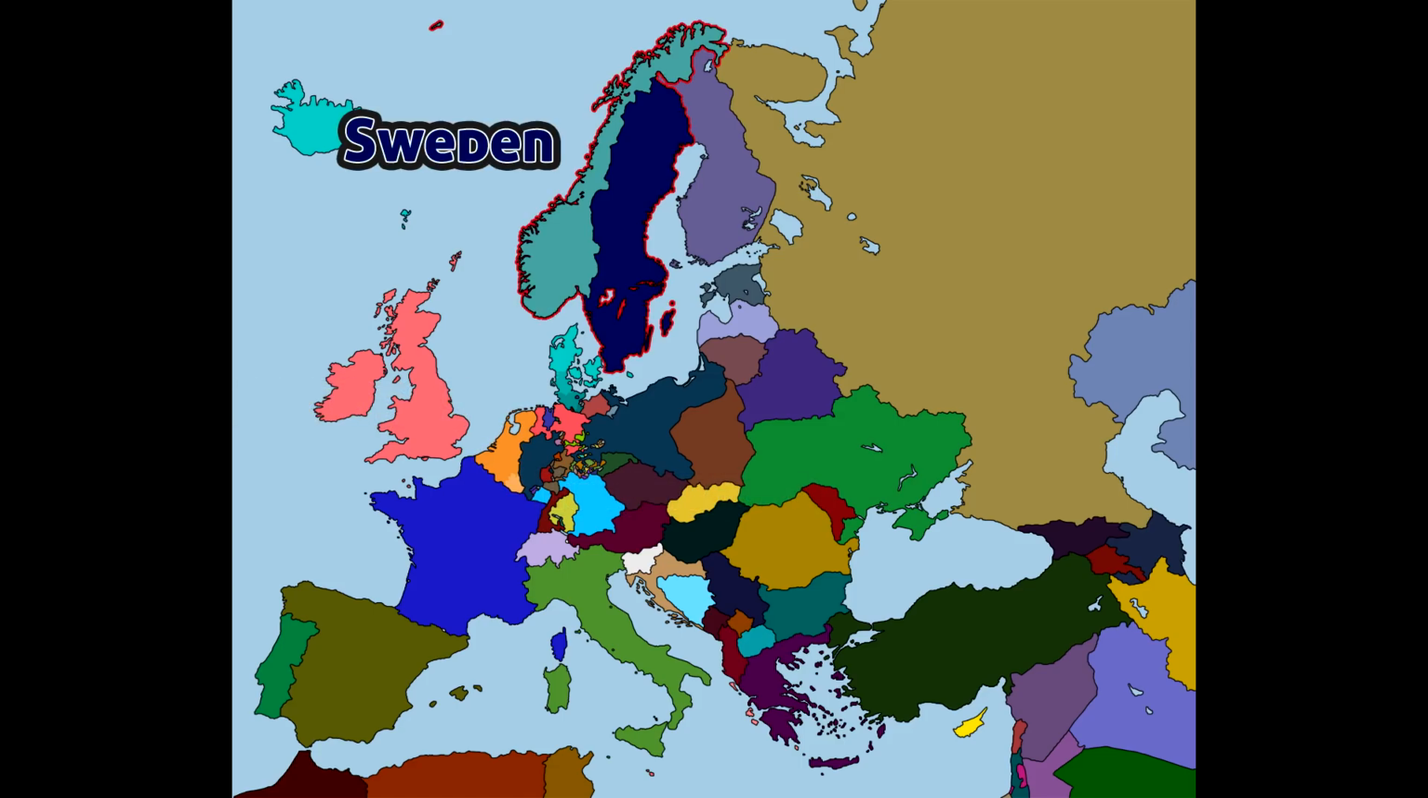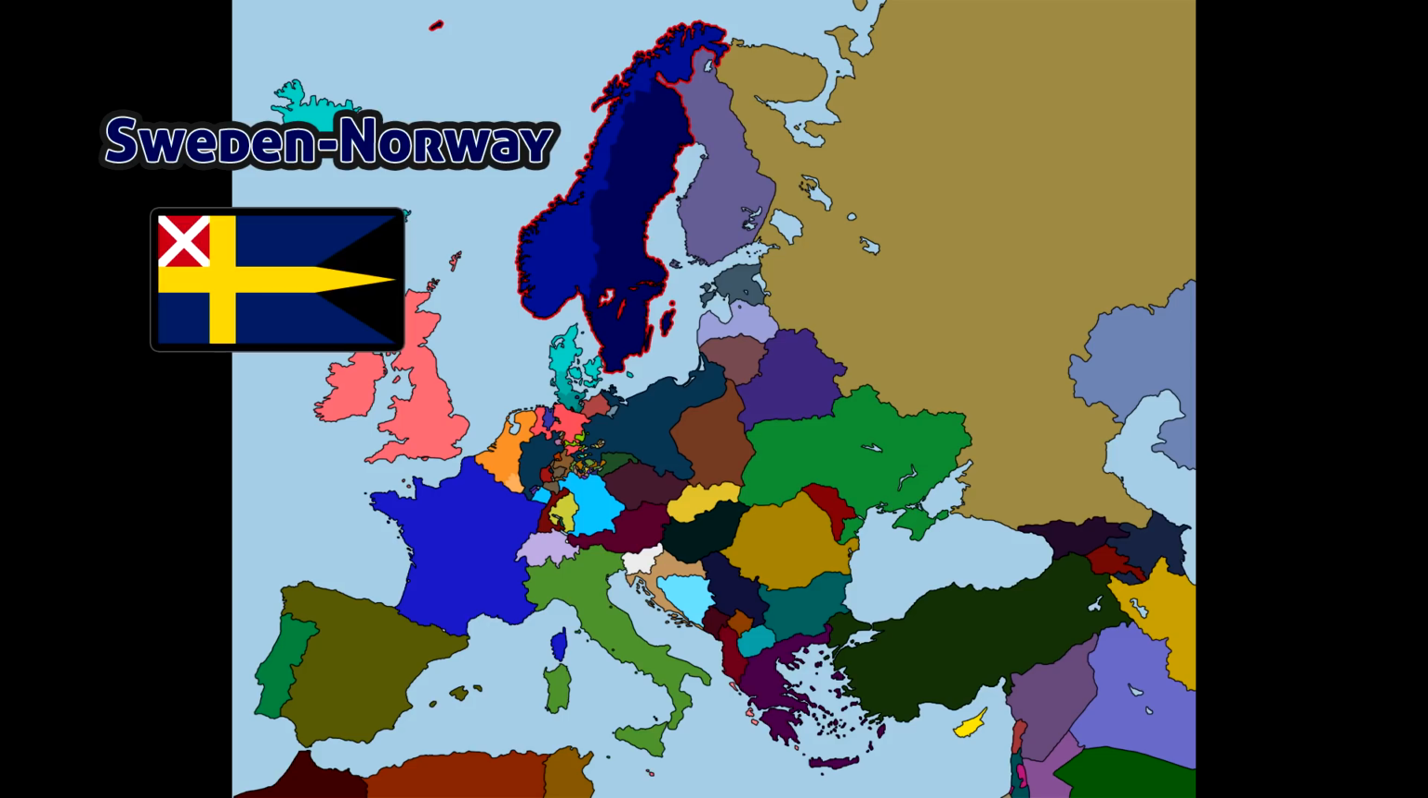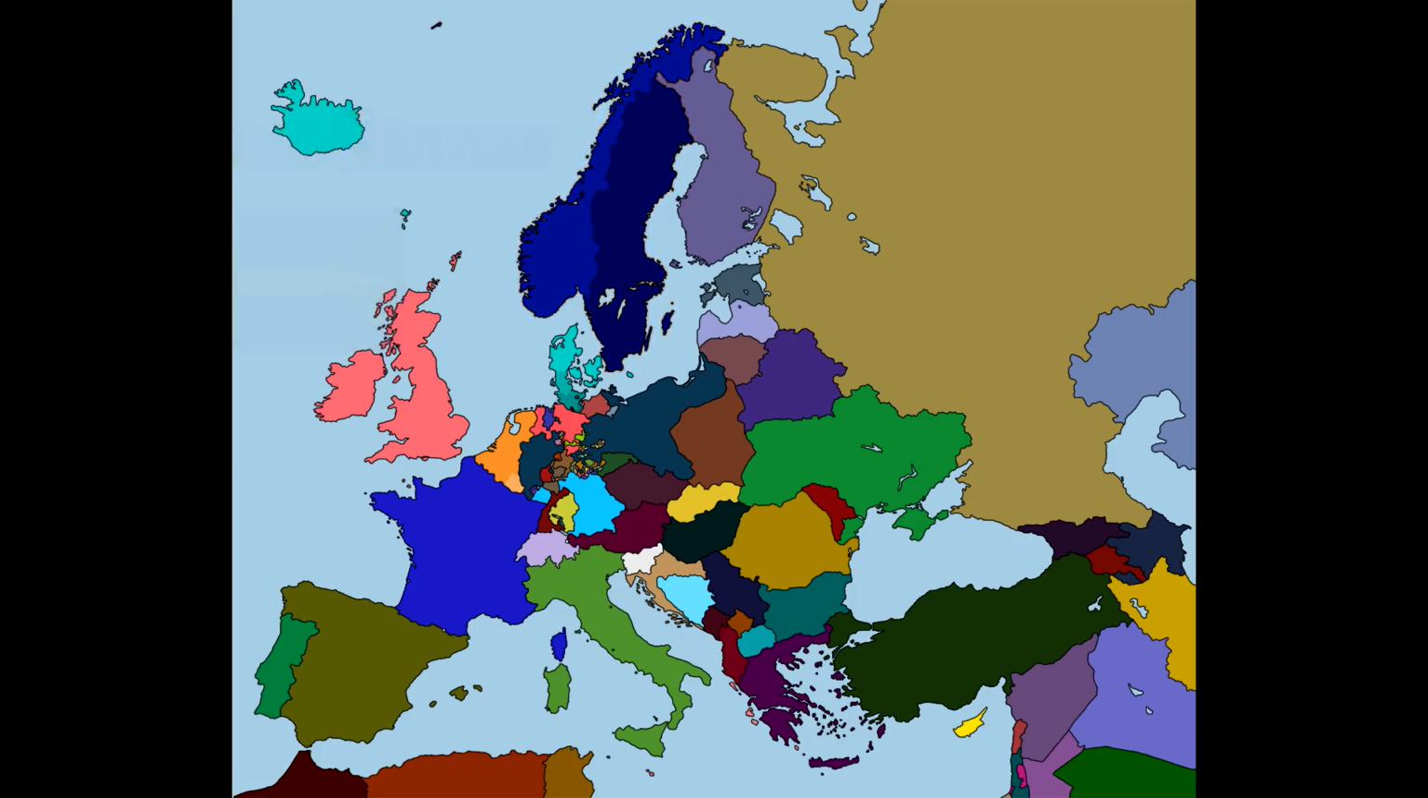To the north we have Sweden, or more accurately, Sweden-Norway. This was a personal union between Sweden and Norway, in which they were supposedly equal, but where a quick look at the flag will tell you whose idea it really was.